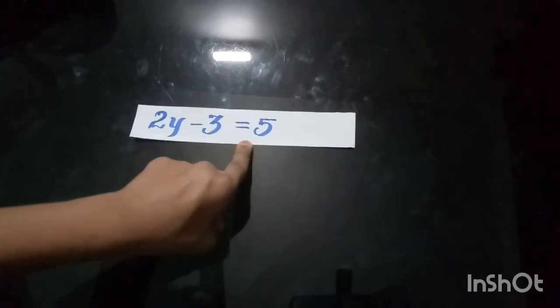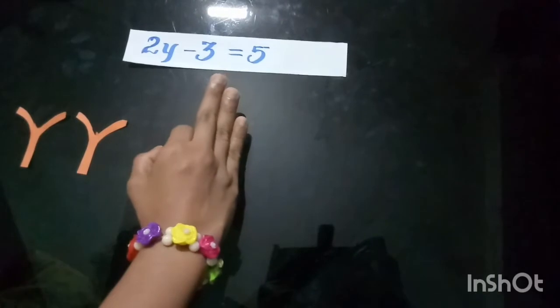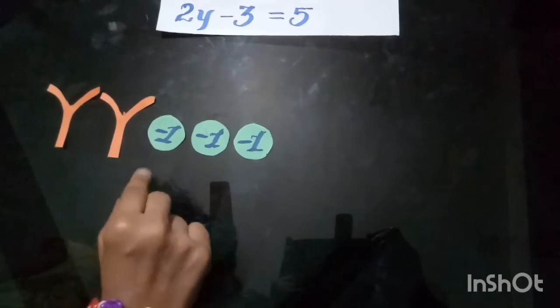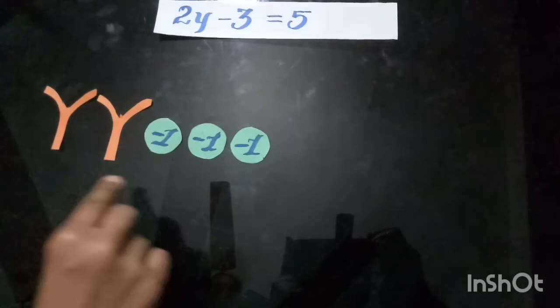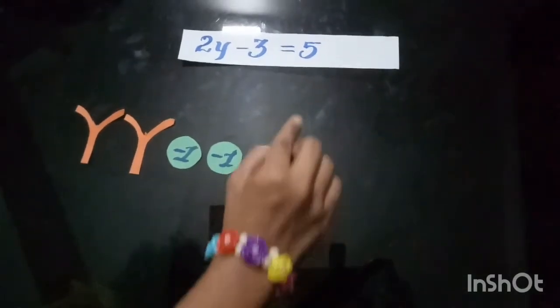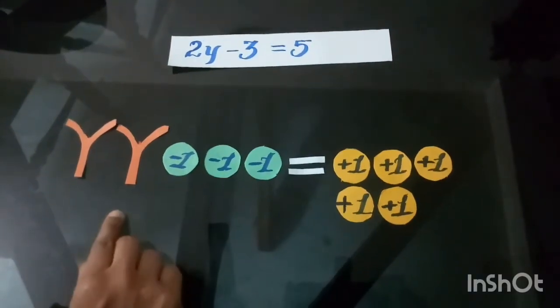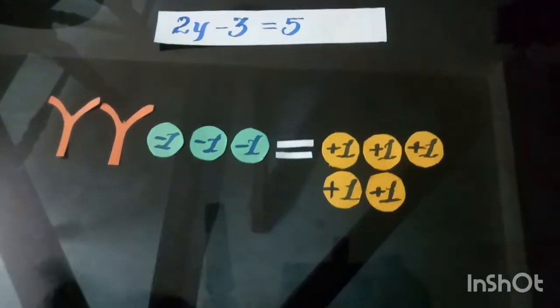First, I am going to represent the equation 2y minus 3 is equal to 5. For this, let me take 2y. Now, to represent minus 3, I am taking 3 minus 1s. Now, the equation is 2y minus 1 minus 1 minus 1, which is equal to 2y minus 3. Now 5 can be represented by taking 5 plus 1s. Now the equation is 2y minus 3 is equal to 5.